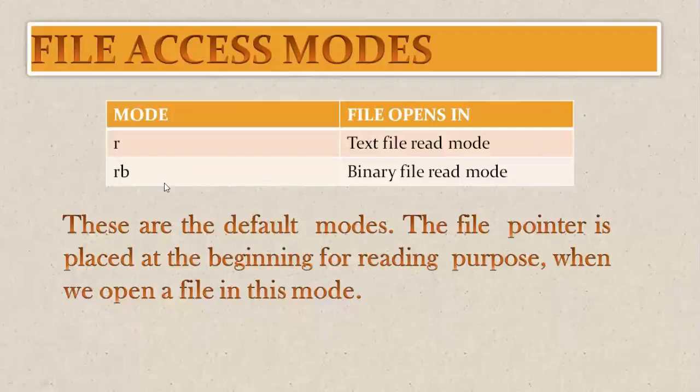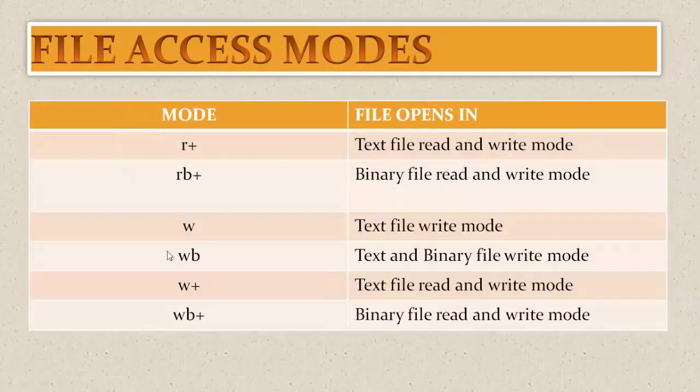If I write RB, that means the file would be a binary file, and I am instructing the compiler or the interpreter to please open the file in read mode. These two are the default modes. That means if we are not writing any mode, the compiler will automatically accept R or RB mode. The rest of the modes are also available. If it is R plus, the file can be opened in read as well as write mode, but the file must be a text file. If it is RB plus, same as R plus, but the file will be a binary file.